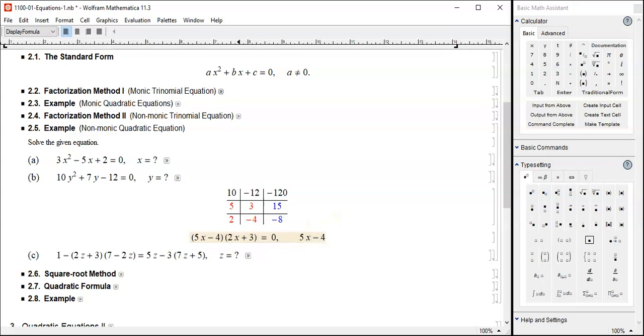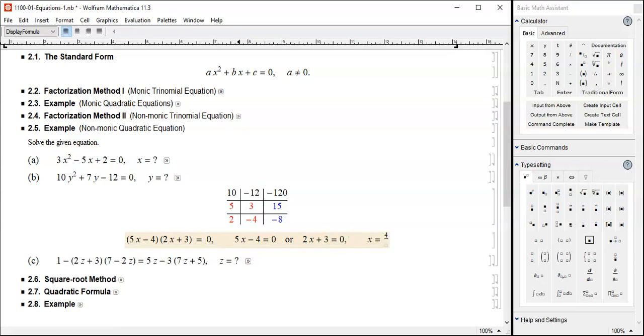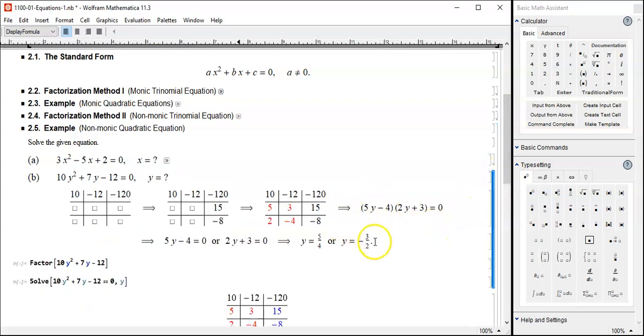So 5x minus 4 is equal to 0, or 2x plus 3 equals 0. So x is equal to 4/5, or x is equal to negative 3/2. And there goes the solution. Indeed.